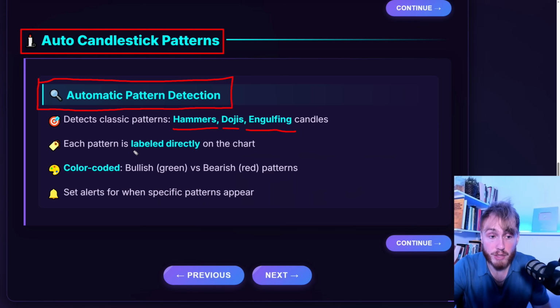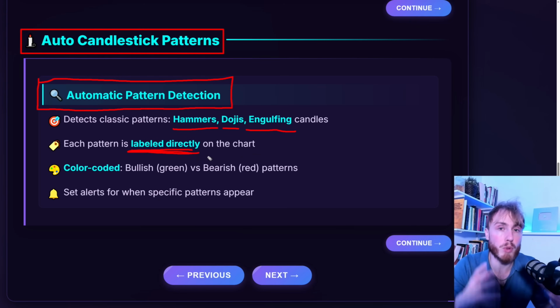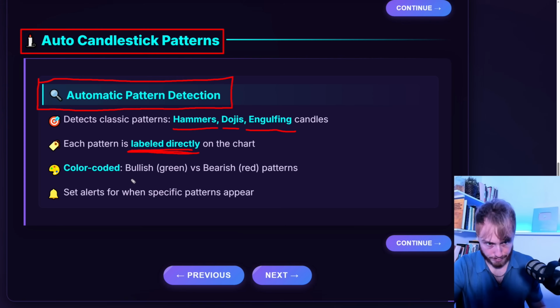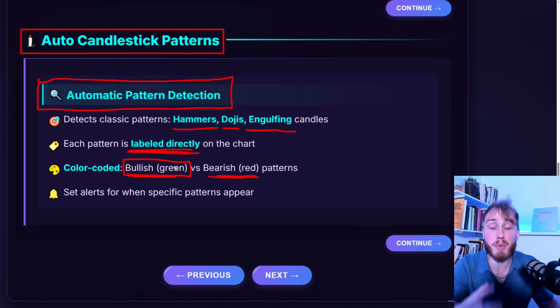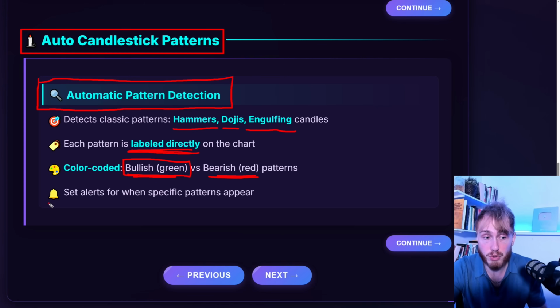And here, each of the patterns is clearly labeled on the chart. The bullish patterns are blue, the bearish patterns are red. So when you see a blue pattern, that is a buy signal, and when you see a red pattern, that is a sell signal. Here it says that the bullish ones are green and the bearish are red, but they are actually the standard settings. The bullish ones are blue in TradingView. And here you can also use it to set alerts for when these patterns appear.